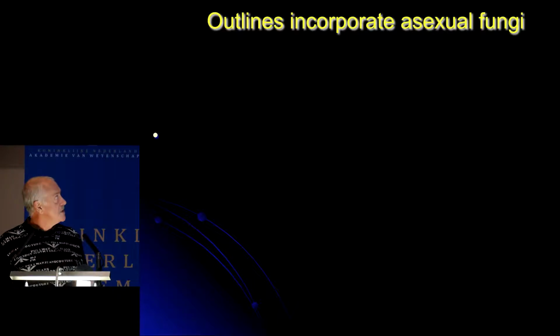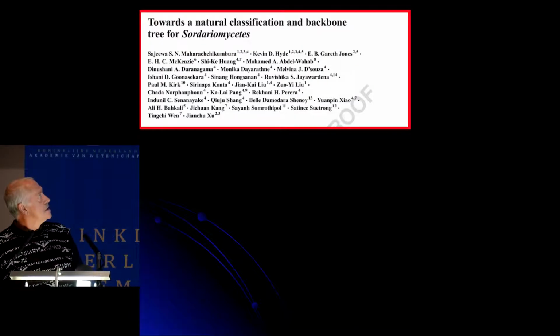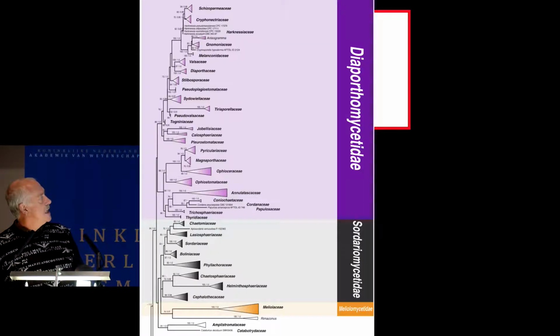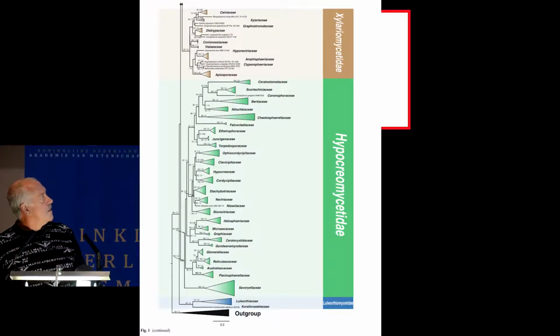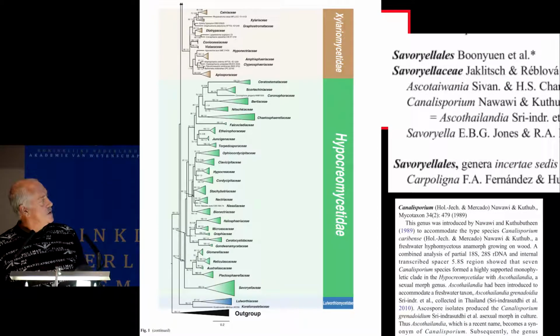Now I come on to the last bit of this, and then I will actually show you some fungi. So the last bit is a paper that we were just bringing out, which is on the Sordariomycetes. It's a backbone tree for the Sordariomycetes, and for this we have the asexual and sexual genera in the natural classification. So that's the paper, and this is concatenated trees, and then we have the outline, and then notes on each of the changes.